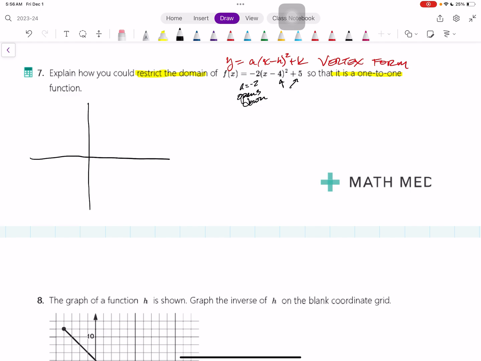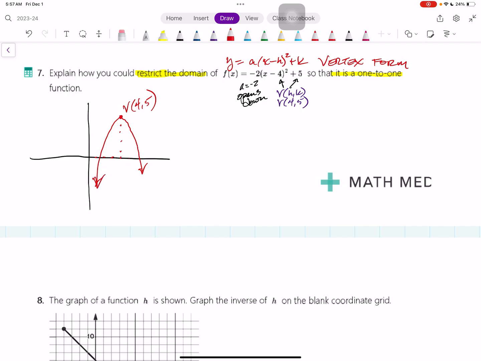Okay, so the vertex here is (h, k). In this case, the vertex is (4, 5), and it opens down. So all you have to do is go right 4, and then up 5. There's your vertex at (4, 5). It opens down, so here's your sketch. And all you need is a sketch, okay?